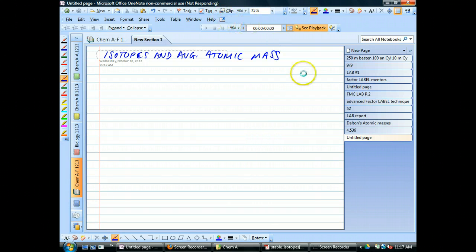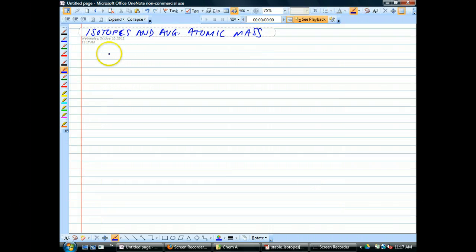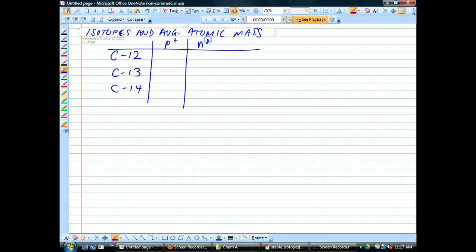And this thing's not cooperating. So we have things like, let's look at carbon, for example. There's carbon-12, carbon-13, carbon-14, all right? And I might have already drawn this, but I'll do it again, and we can write protons and neutrons. All three of these have 6 protons, but they have different numbers of neutrons, all right?